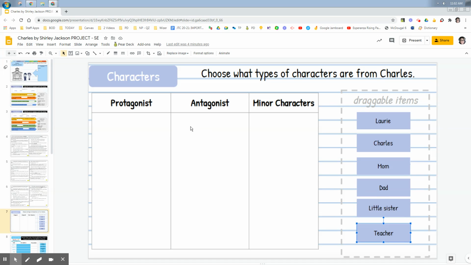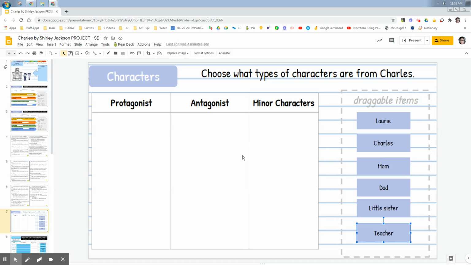You are going to drag who you think the protagonist is, who you think the antagonists are, and the minor characters. Remember, protagonist means who's the main character in the story. The antagonist is the characters that are causing the most issues or conflicts in the story. And the minor characters are characters that were talked about and are in the story, but they are not as important as the protagonist and the antagonist. It doesn't revolve around them. The minor characters are still important because they help move the plot forward.